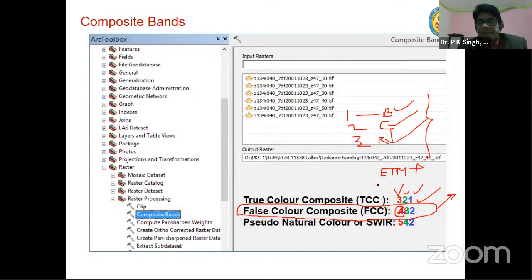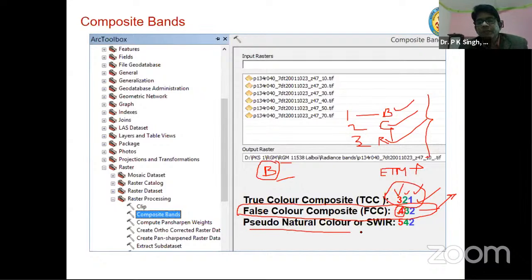Now, one simple question. This is for ETM. Accordingly, you have to choose bands if you are using different sensors. If you want to make a true color composite using LISS-3 data, what will the band combination be? You might have thought something. The answer is that you cannot make a true color composite using LISS-3, because I told you there is no blue band. So if you want to make a true color composite, you have to take other data, because we don't have a blue band in LISS-3. That is why I asked.